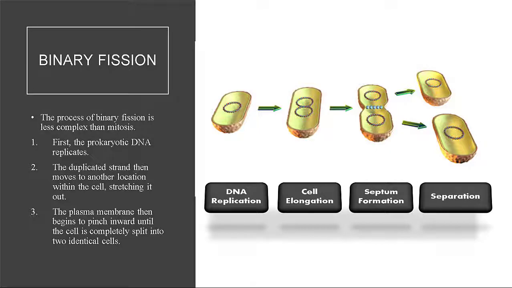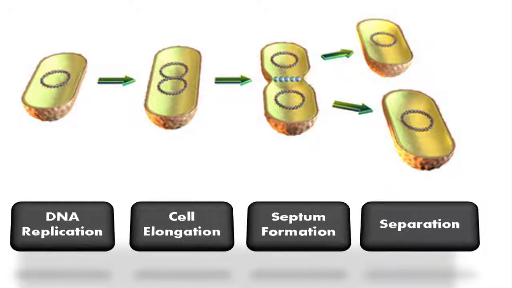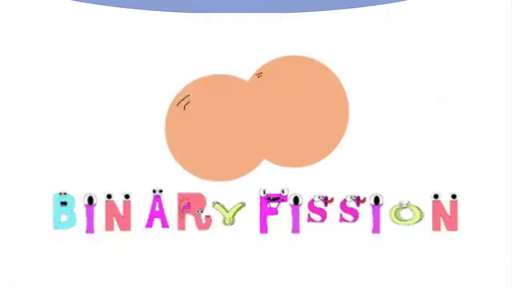First, the prokaryotic DNA replicates. Then, the duplicated strand moves to another location within the cell, elongating the cell. Next, the plasma membrane pinches to form a septum. The single cell will separate into two genetically identical daughter cells.